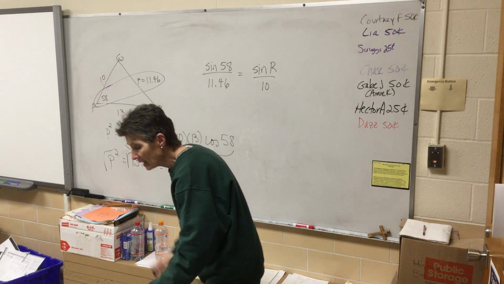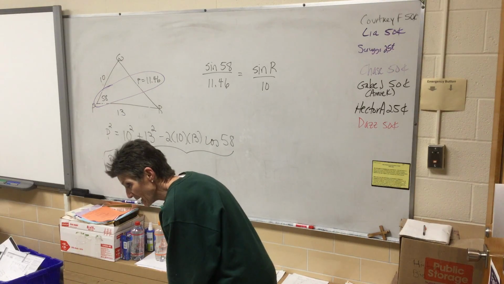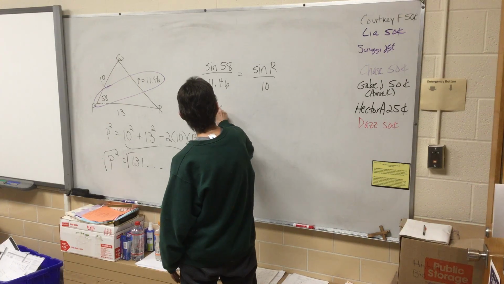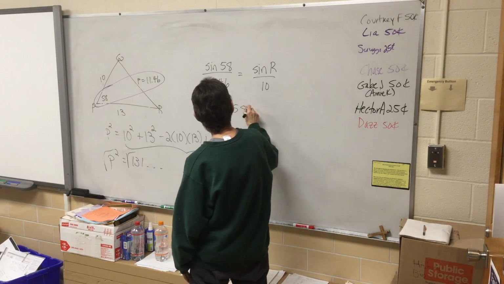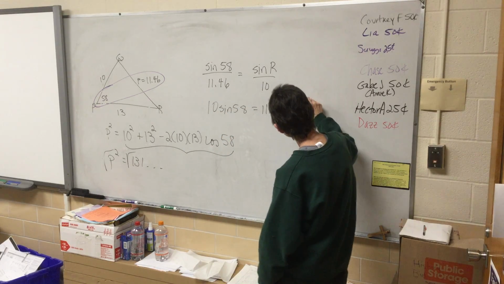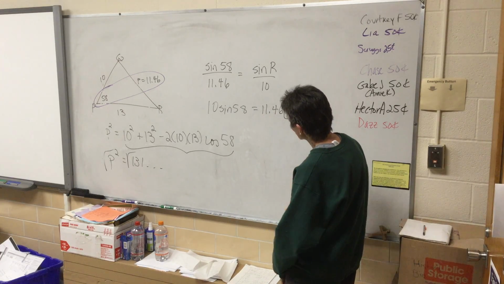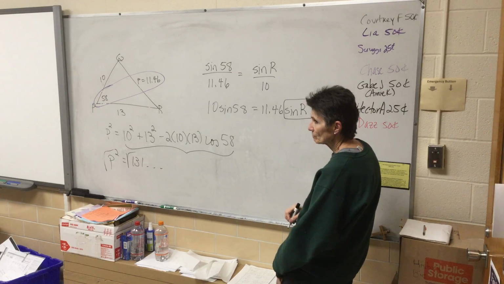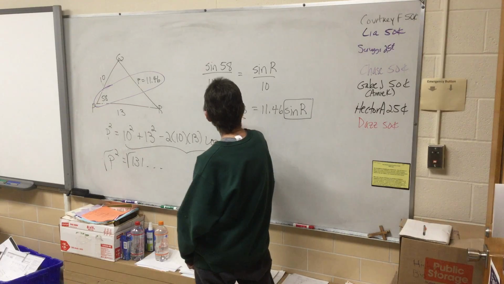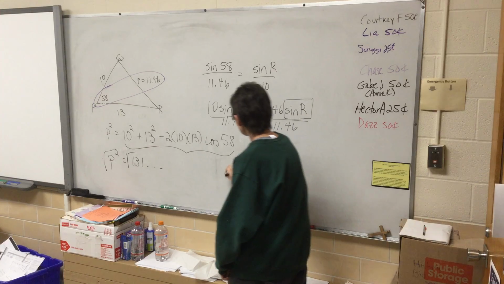We definitely like our law of sines better. So as soon as we have a pair, use it. So 10 sine 58 equals 11.46 sine r. All right, remember, sine r is a block. So what are you going to divide by? 11.46. You sure are. I got 0.74.